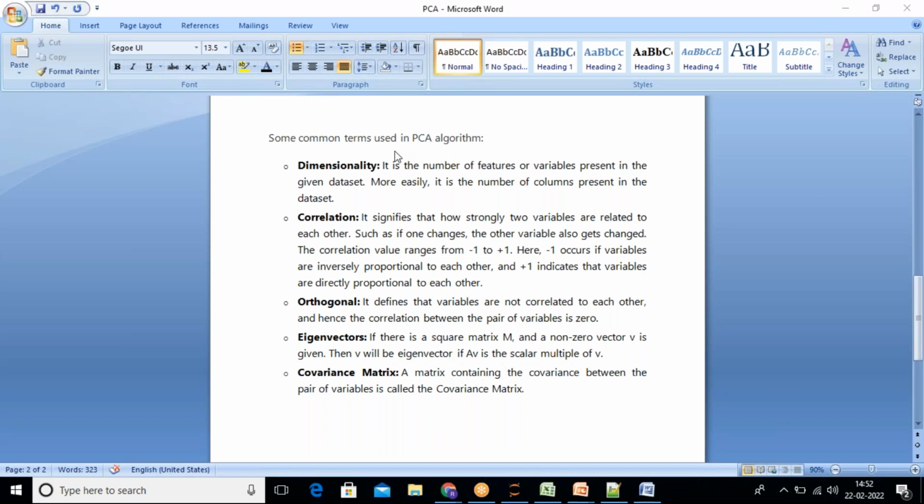See, dimensionality is the number of features or variables present in the dataset. Correlation is how strongly two variables are related to each other. If one changes, the other variable also changes. The correlation value ranges from -1 to +1. -1 occurs if variables are inversely proportional to each other. +1 indicates that the variables are directly proportional to each other.